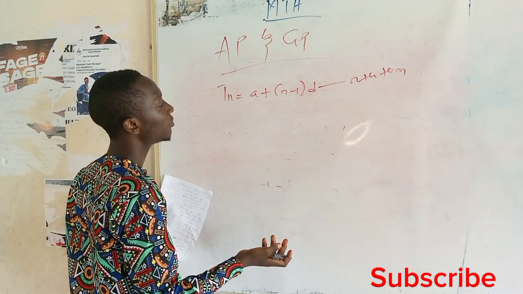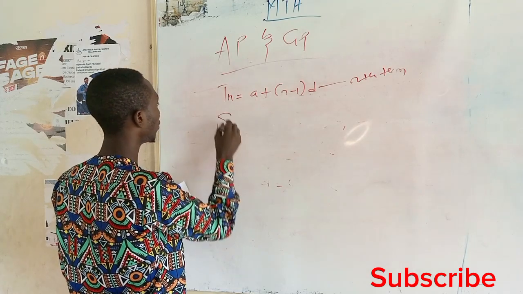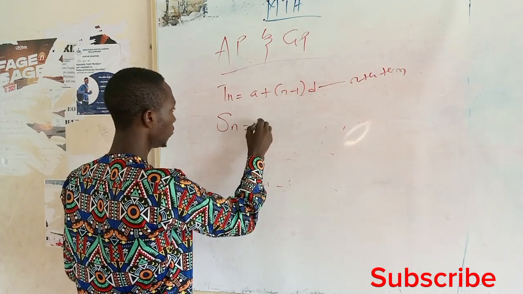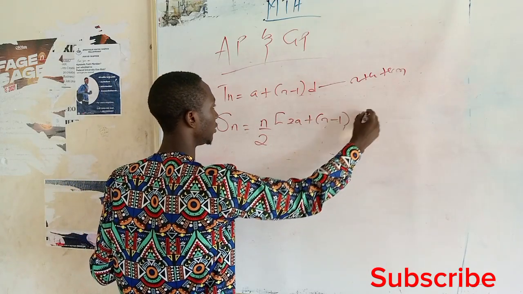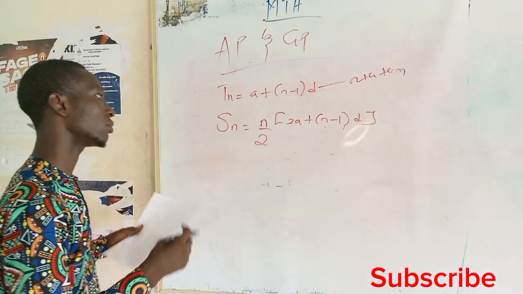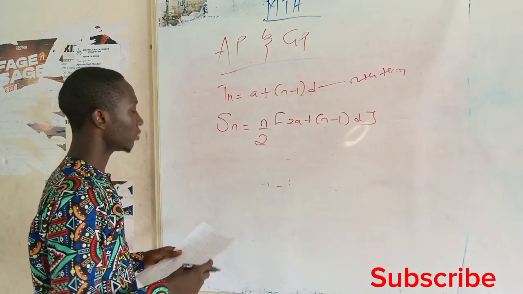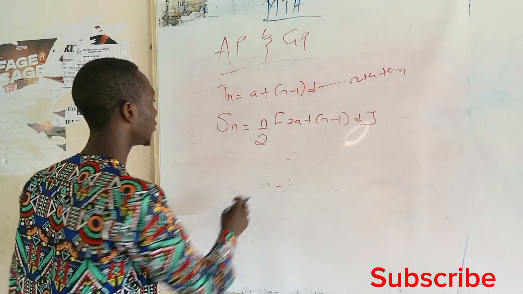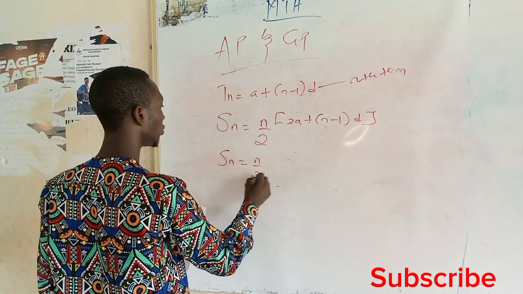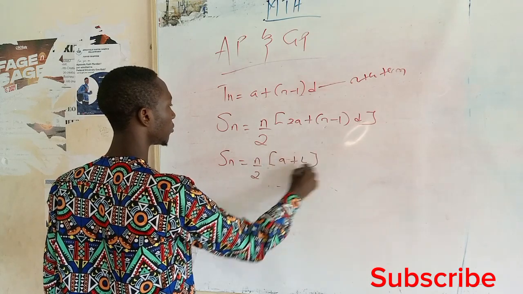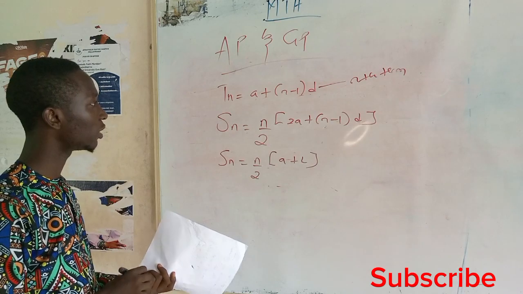Now, if you have the sum of the first n terms in an AP, or the sum of a series in AP, it is Sn equals n over 2 open bracket 2a plus open bracket n minus 1 close bracket d. Are we together? So this is just it. And then, if we have the last term, the formula becomes Sn equals n over 2 times (a plus the last term). So please take note of these formulas. It is very, very important.